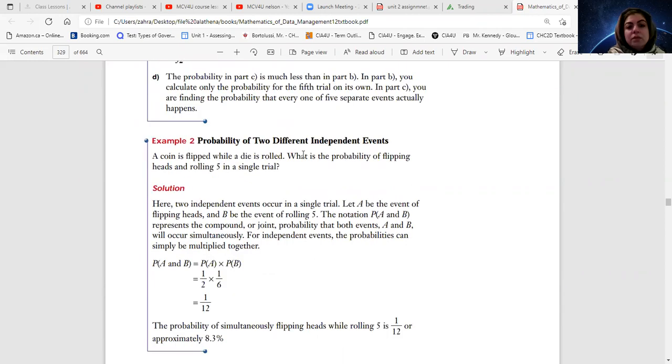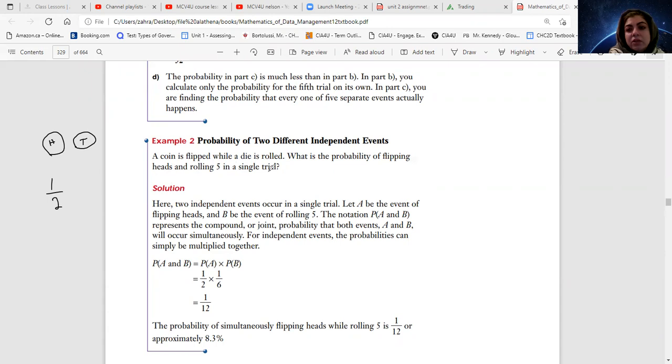So, probability of 2 different independent events. Now you have a die. A die is 6-sided, and the sides are 1, 2, 3, 4, 5, 6, right? What is the probability of flipping a head and rolling a 5 in a single trial? So flipping a head is 1/2. You have a coin, right? You have head or you have tail. So the probability that you will have head is going to be 1/2, because the total is 2, going to the denominator, and 1 is head.